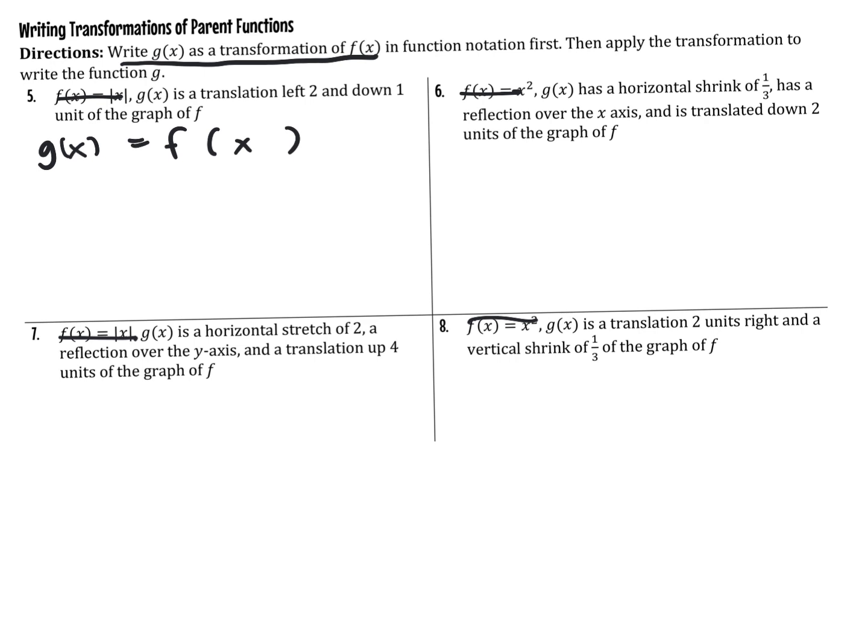So here, translation to left would mean plus 2 on the inside. Translation down 1 would mean minus 1 on the outside. So go ahead and pause the video and do that step on 6, 7, and 8.